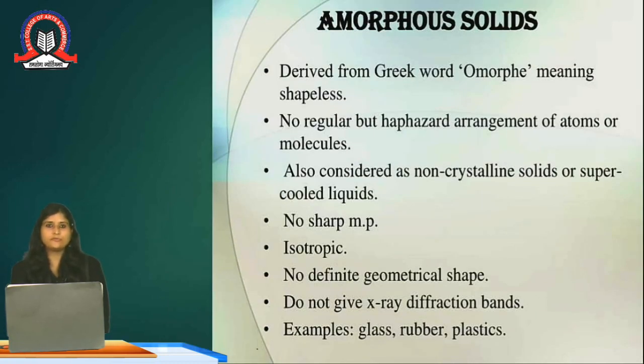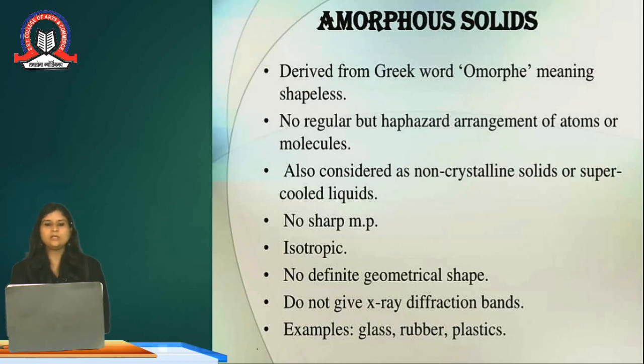Next one is amorphous solid. Now what is amorphous solid? Derived from the Greek word amorphe, meaning shapeless. When we break the term amorphous, amorphe comes from Greek nomenclature, and it means shapeless, meaning there are no sharp edges, and they have no particular shape. So the term amorphous came into existence.